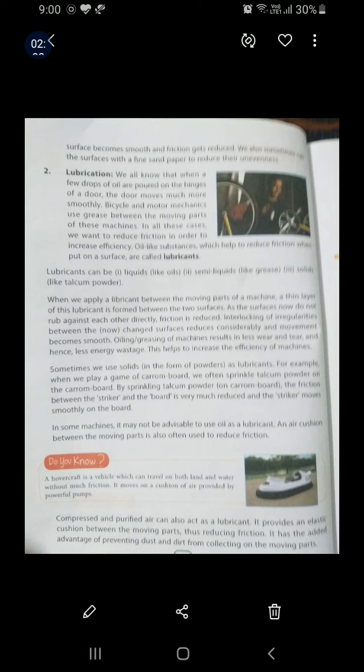When we apply lubricant between the moving parts of a machine, what happens? A thin layer of the lubricant is formed between the two surfaces. Now, the surfaces do not rub against each other, so friction is reduced. Interlocking of the irregularities between the two surfaces also reduces and the movement becomes smooth. So this is the advantage of lubricant.